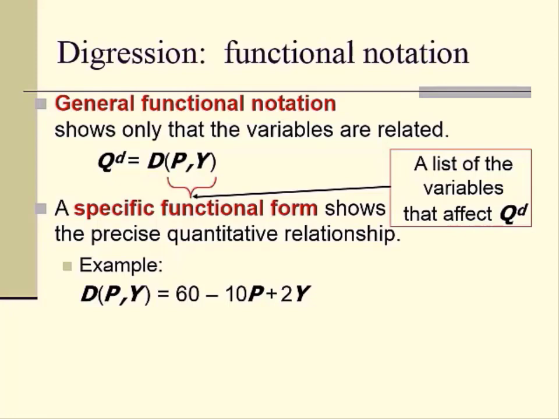So definitely this particular function tells you that the new car is a normal good. And the difference between general notation versus specific form is that the specific form tells you precisely how much quantity demanded changes due to a unit change in each of these two variables, P and Y. So you can see that demand is related to P and Y in the relationship depicted in this equation specifically.